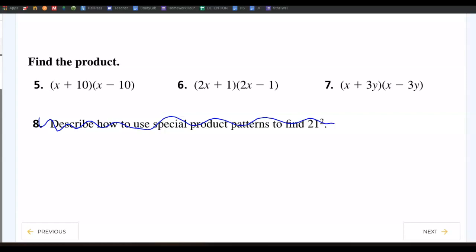Go 5 through 7. Go ahead, take a seat. 3, 2, 1.